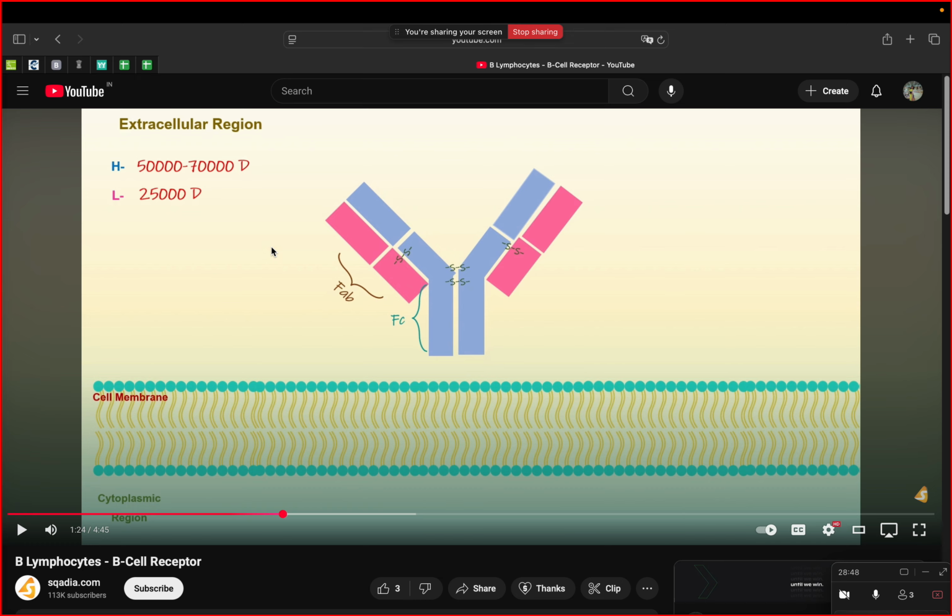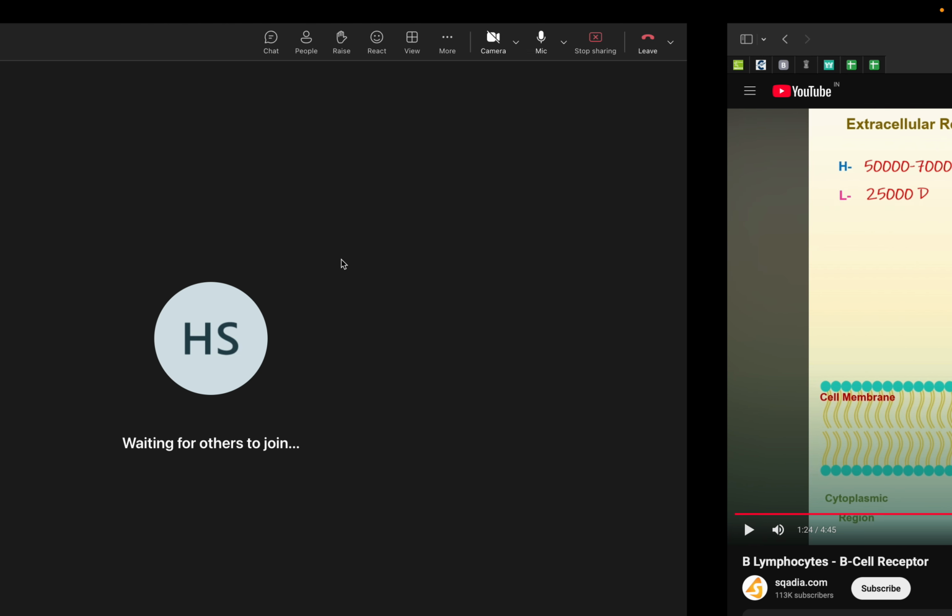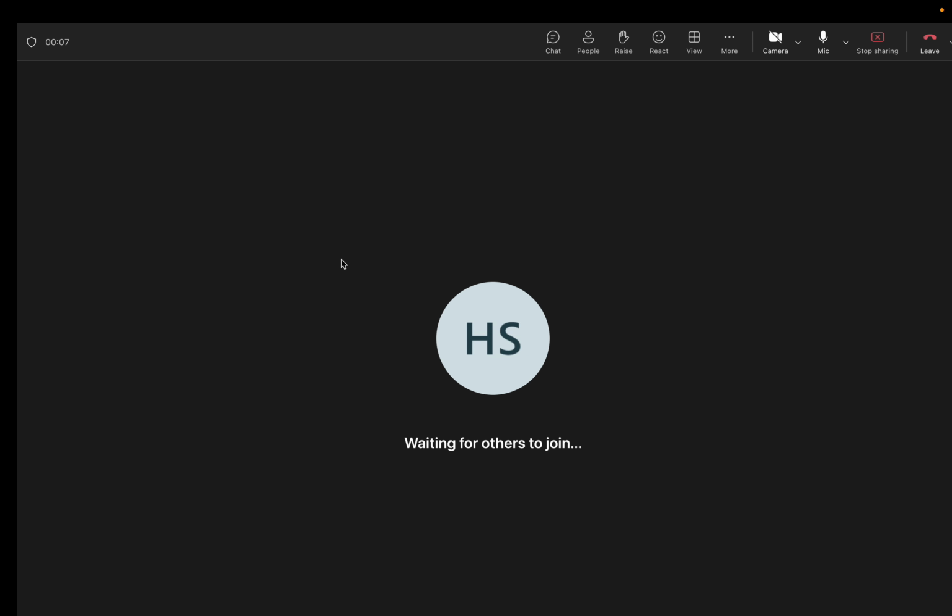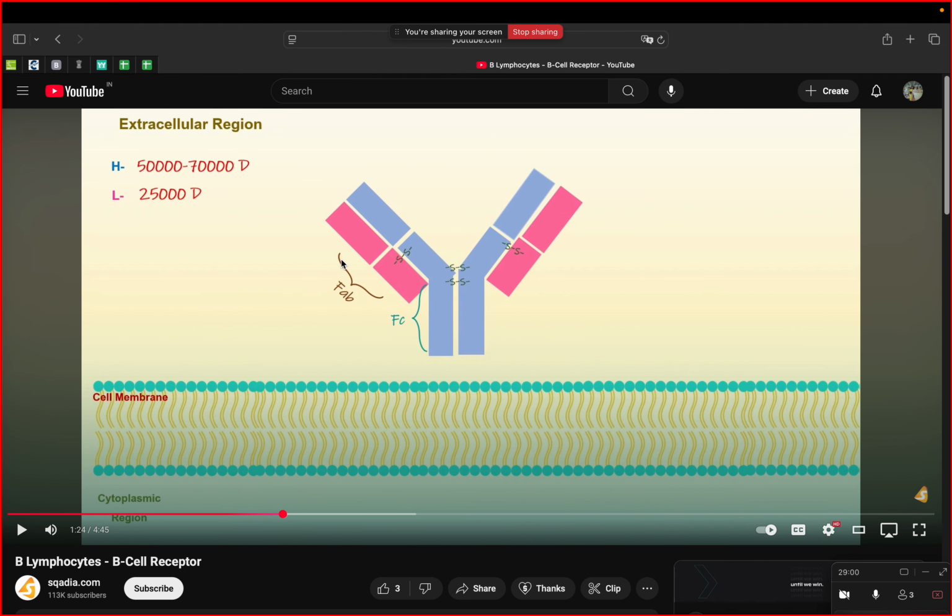Can you guys answer why the heavy chain weight is in a range? If yes, put your answers in the chat box. It's not a hypothetical question, but we have not covered this. But you can think in the direction of how many domains an antibody has. Okay.